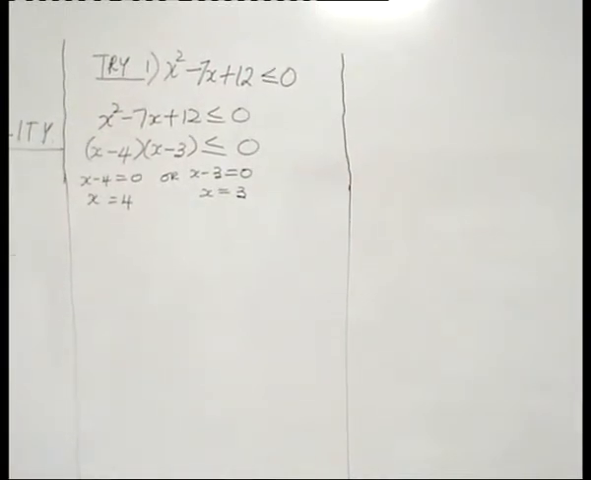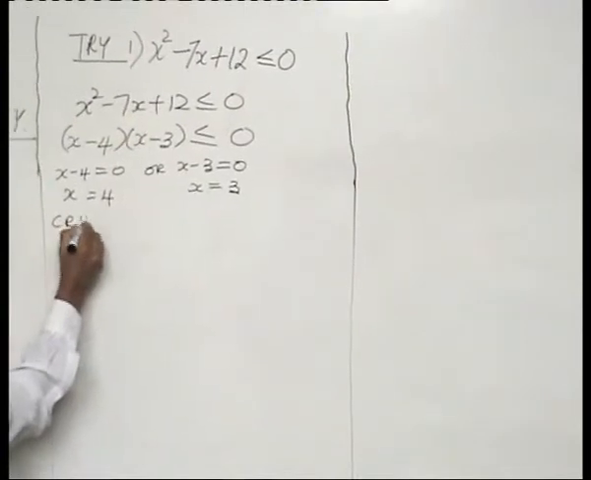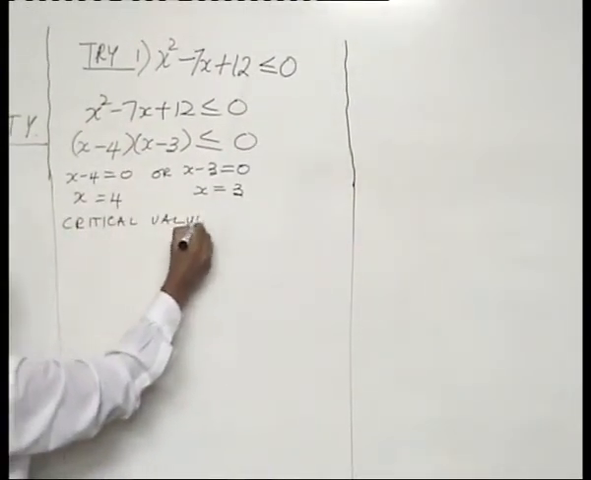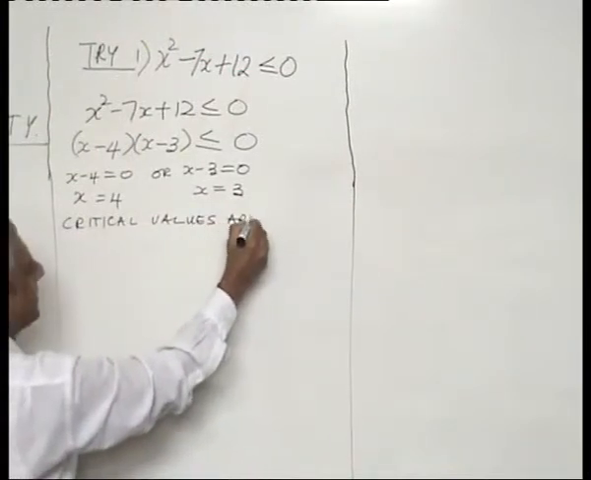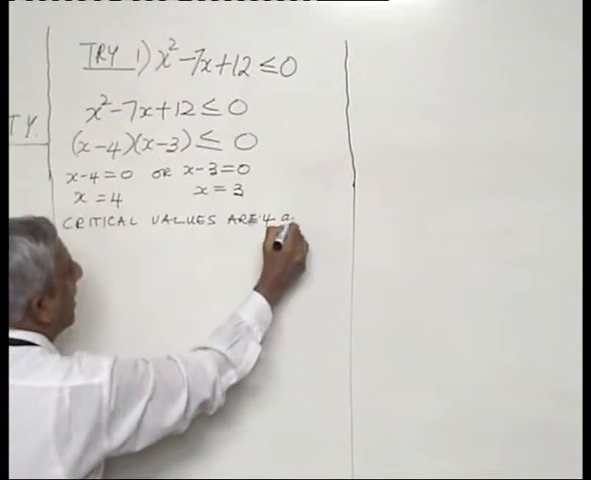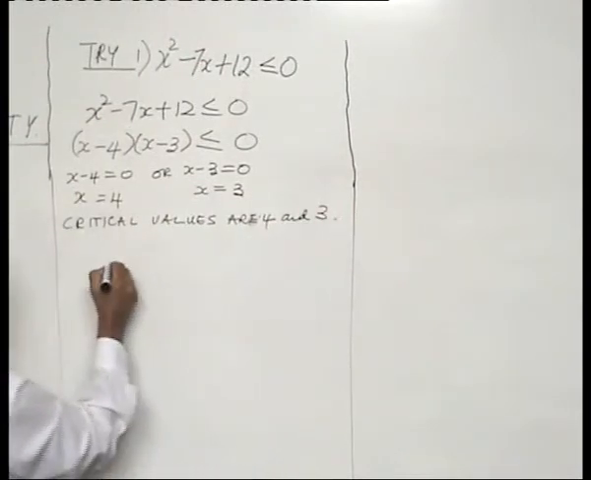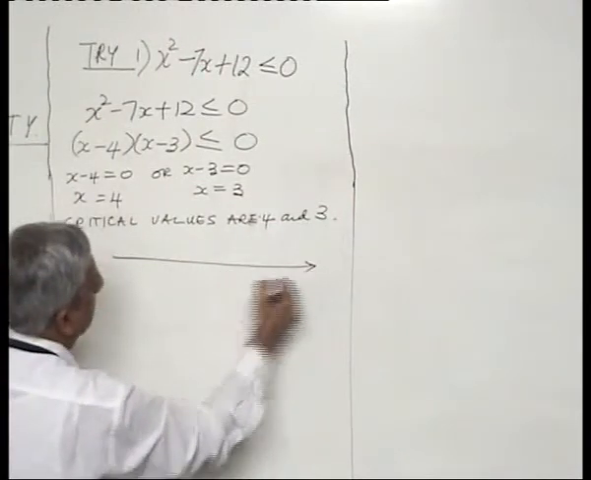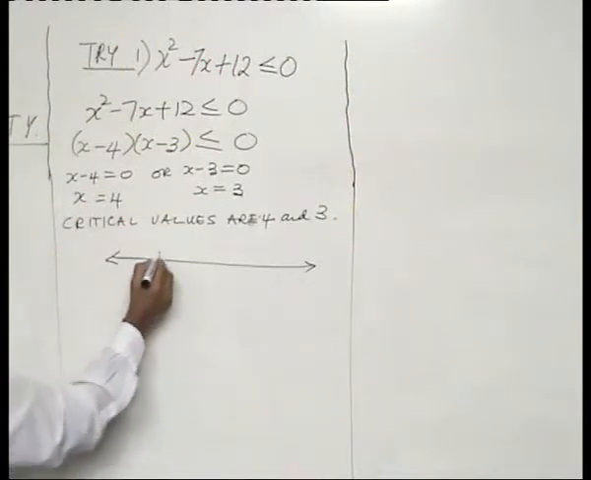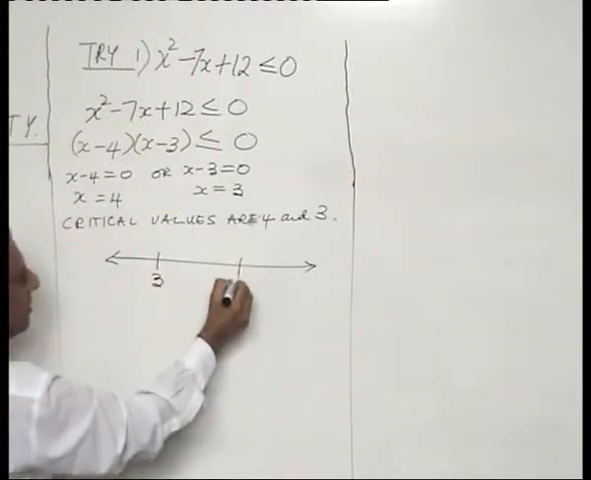Right, so we got our critical values. The critical values are 4 and 3. Then we draw a number line. Now, on the number line, I must place these 2 numbers in the correct order. So I'm forced to place 3 first, and then 4.